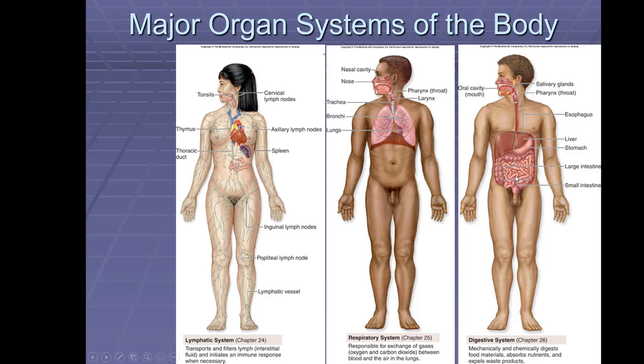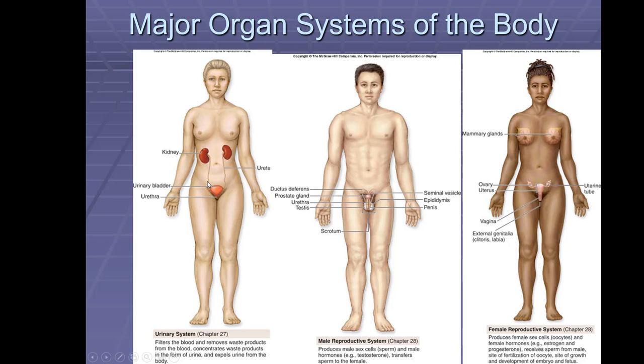The digestive system consists of the GI tract, or the gastrointestinal tract, which is a long tube that runs through the entire body, and its primary function is to allow us to digest food and absorb that food into the body. And in addition to the gastrointestinal tract, we have a lot of accessory organs like the liver, gallbladder, etc.